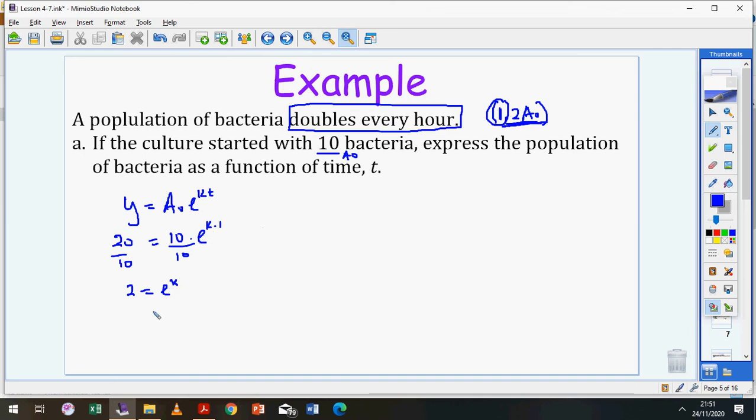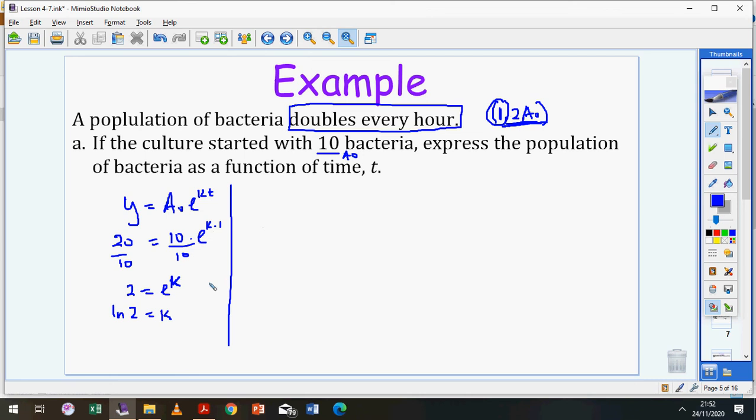And if I introduce the natural logarithm on both sides, I have the natural logarithm of 2 equals k, because the natural log of e is just 1. That is k, not x. So I know that my k value is the natural log of 2.